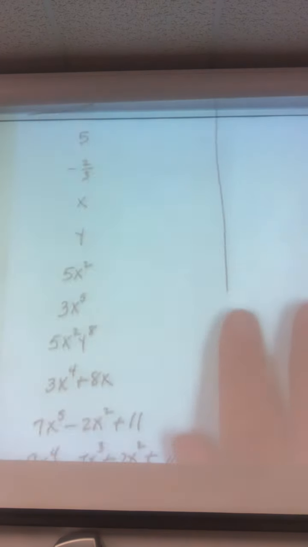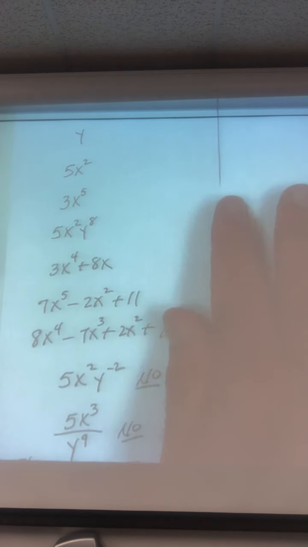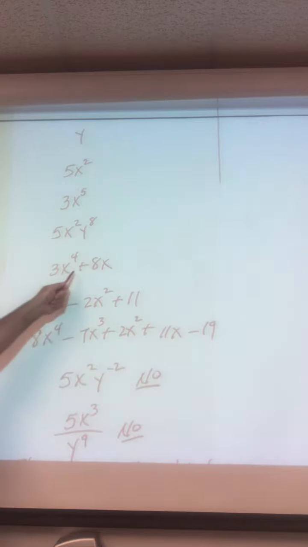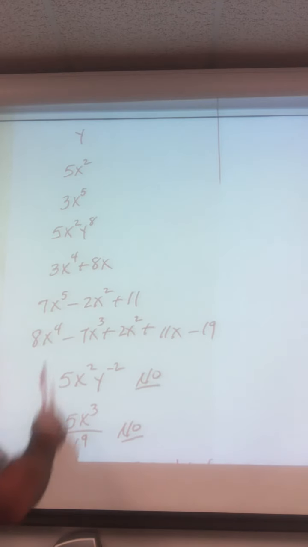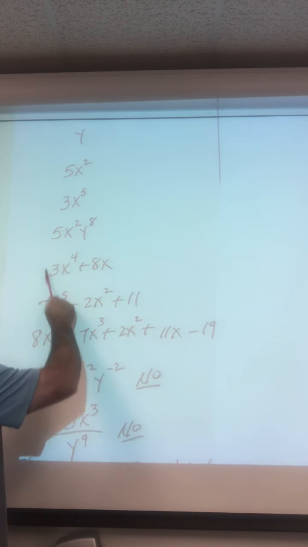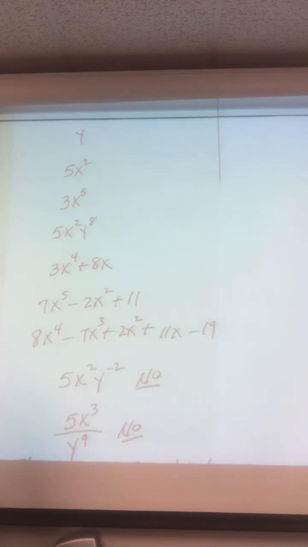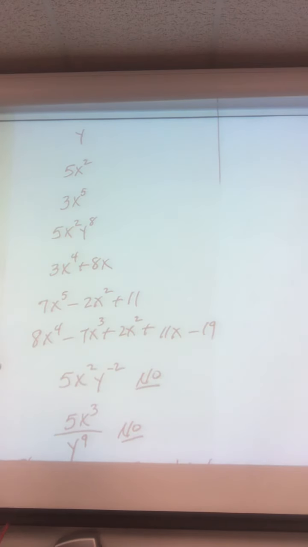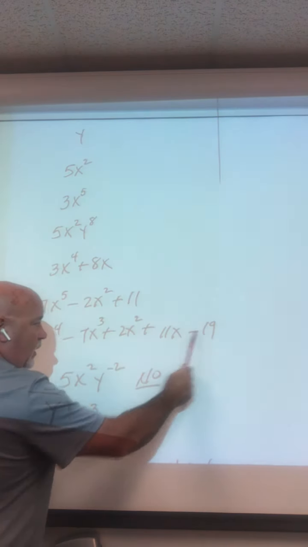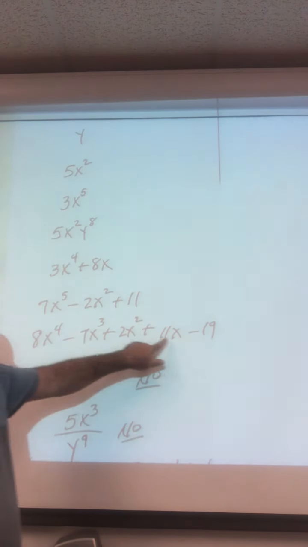Now, this one is a binomial. Remember that plus signs and minus signs break the individual terms up. So this is 2 terms. This is the first one. This is the second one. There's the break. So that's a binomial. This one is a trinomial. This one is a polynomial, but it has 5 terms in it. 1, 2, 3, 4, 5.